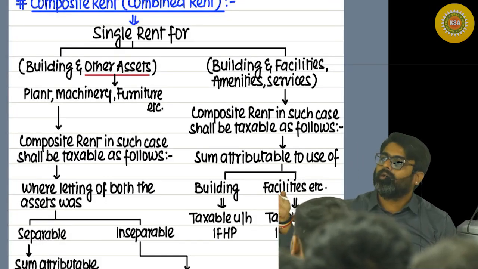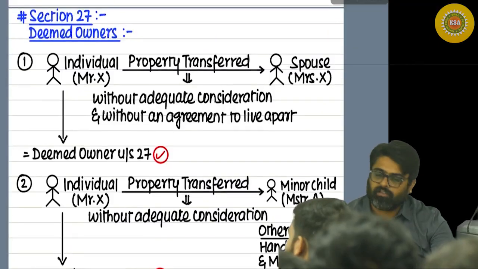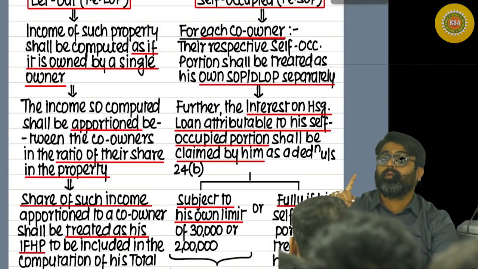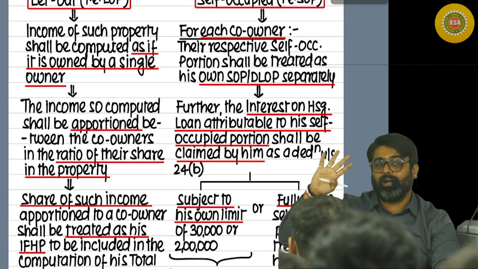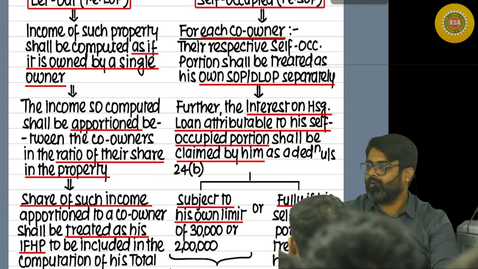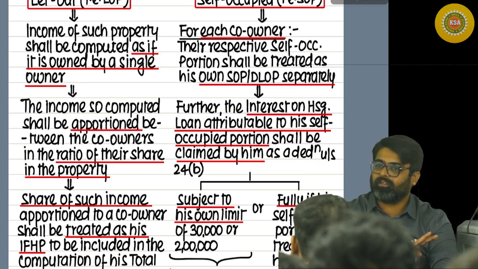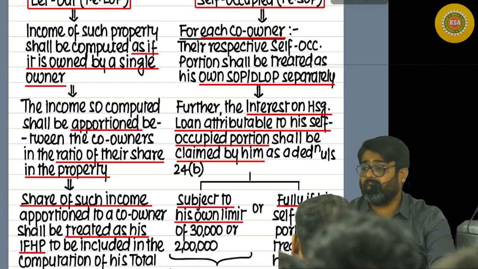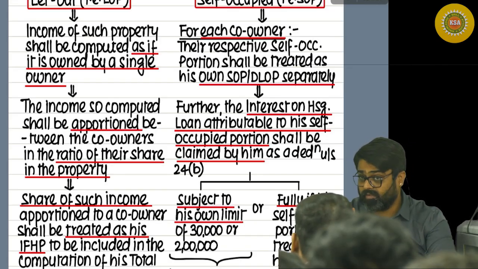After this we are going to discuss deemed owners, and after this one more concept of properties situated outside India. Yes or no? These three concepts are done, the chapter is over. I have done 100% coverage of this chapter. Everyone, 100% coverage is there.